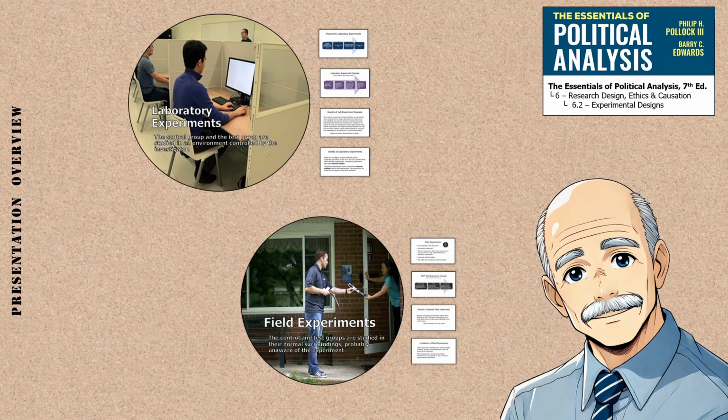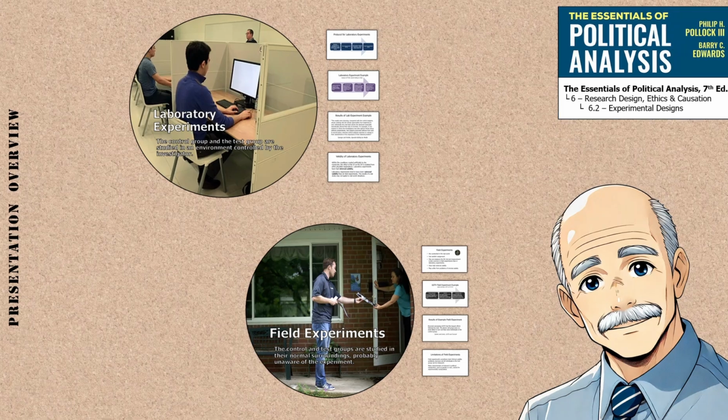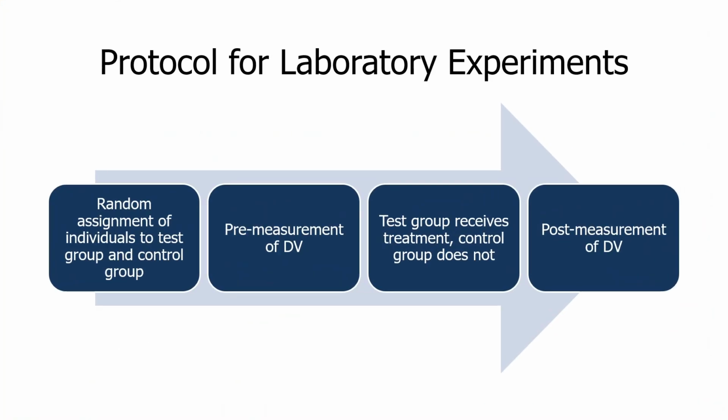So field experiments have certain advantages over lab experiments, but there are also disadvantages that field experiments have relative to lab experiments. Here, you've probably seen this protocol before. There's a random assignment of individuals to the test group and control group. There's pre-measurement of the dependent variable. So you pre-measure the test group and the control group on the dependent. Why do this? Because during the course of the experiment, perhaps the control group changes as well on the dependent variable, simply because of the awareness that they're being studied. So this gives you a comparative gauge for how much change occurs because of the independent variable.